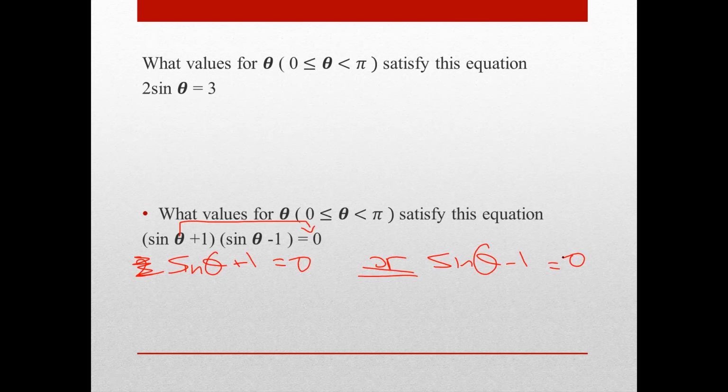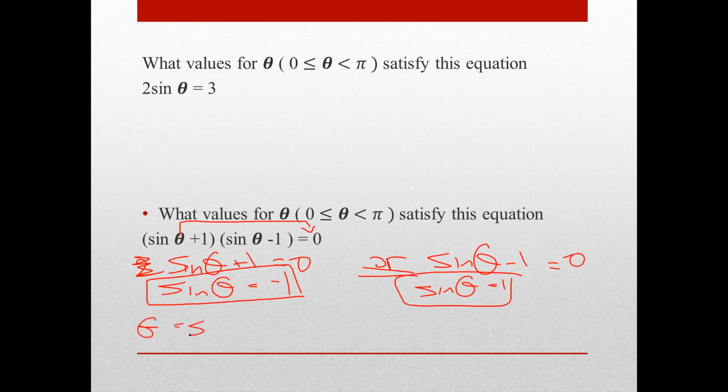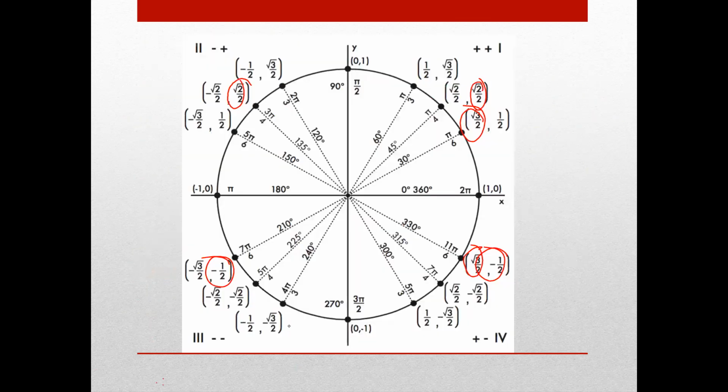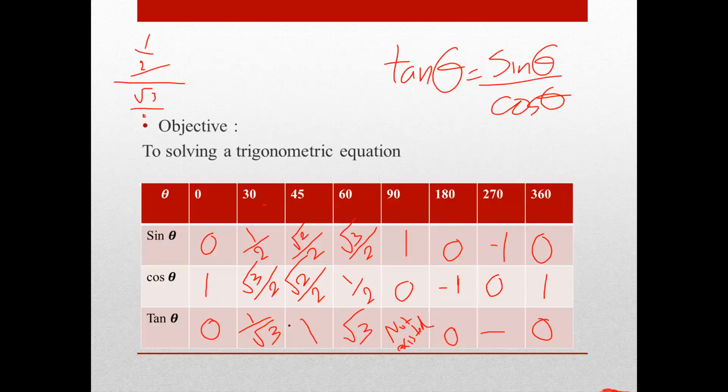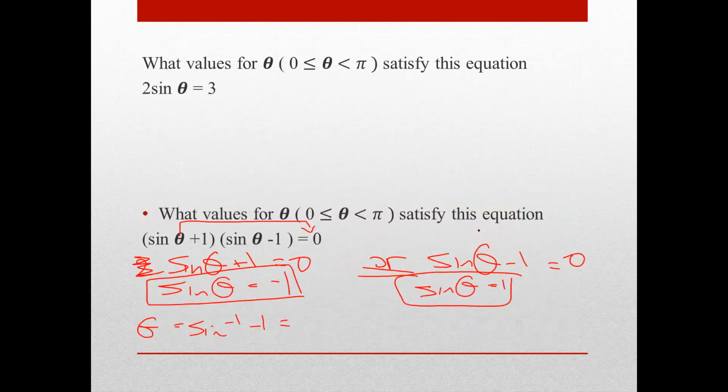Now sine theta plus 1 equals 0, so sine theta is negative 1. Here, sine theta is 1. Now, sine theta is negative 1 means that theta is sine inverse of negative 1. Using the table, which angle has a sine of negative 1? It is 270. So theta is 270 degrees. Sine of theta is 1 and theta is 90 degrees.